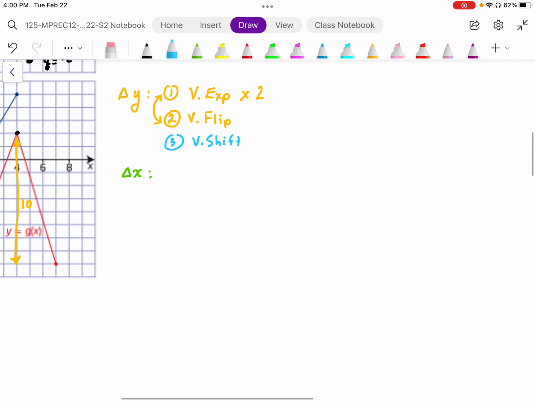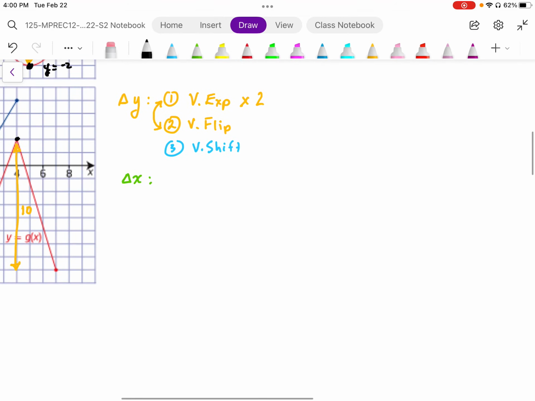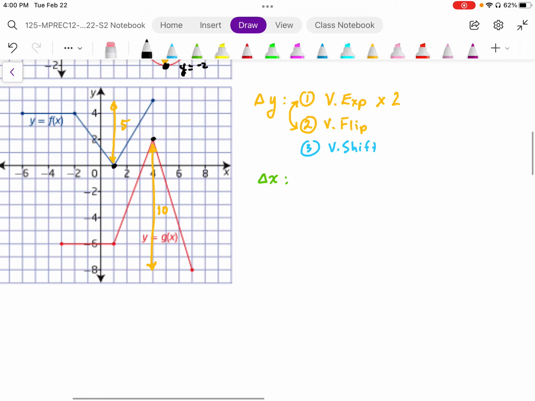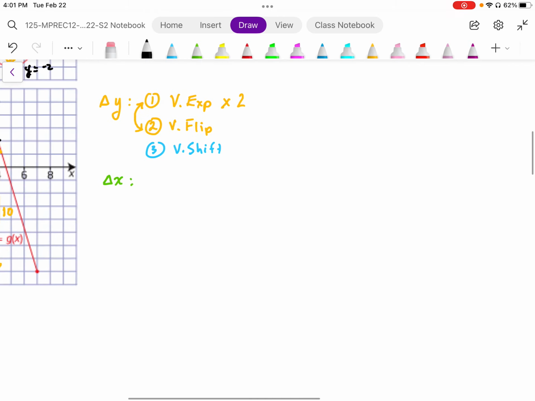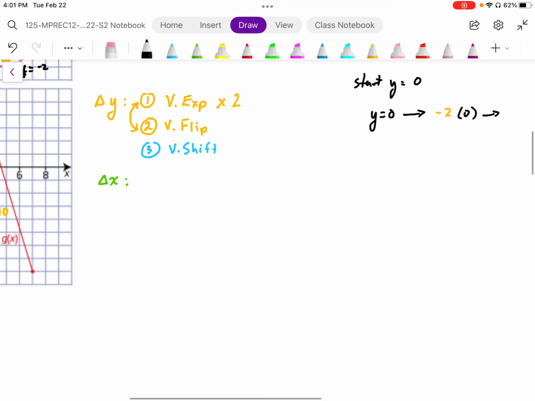So I'm going to keep track of my Y coordinate. So I'm going to start with my Y coordinate of 0. So my start Y is 0, so I get Y equals 0. I'm going to do my transformation on it. My first transformation is times by -2. And I'm going to get times by -2 on 0. So that's just going to remain in the same place.